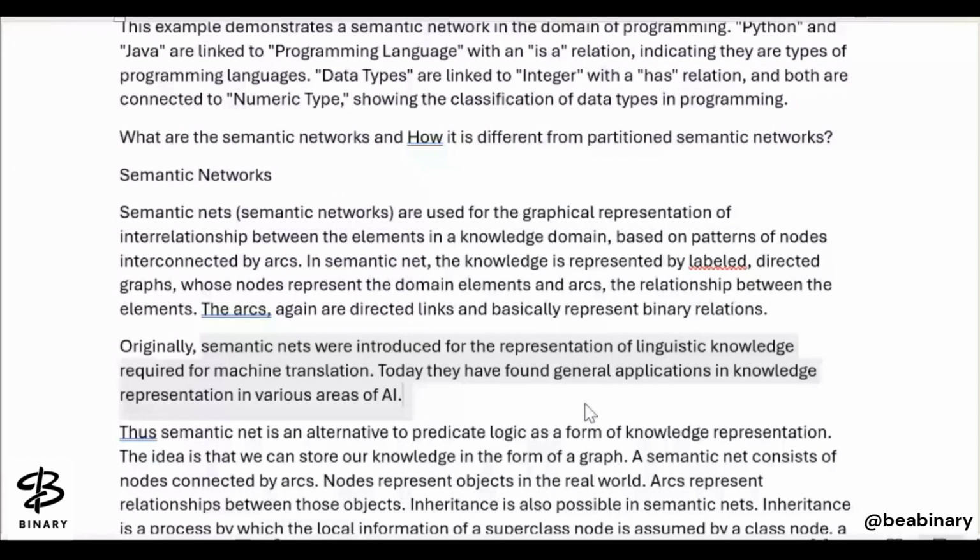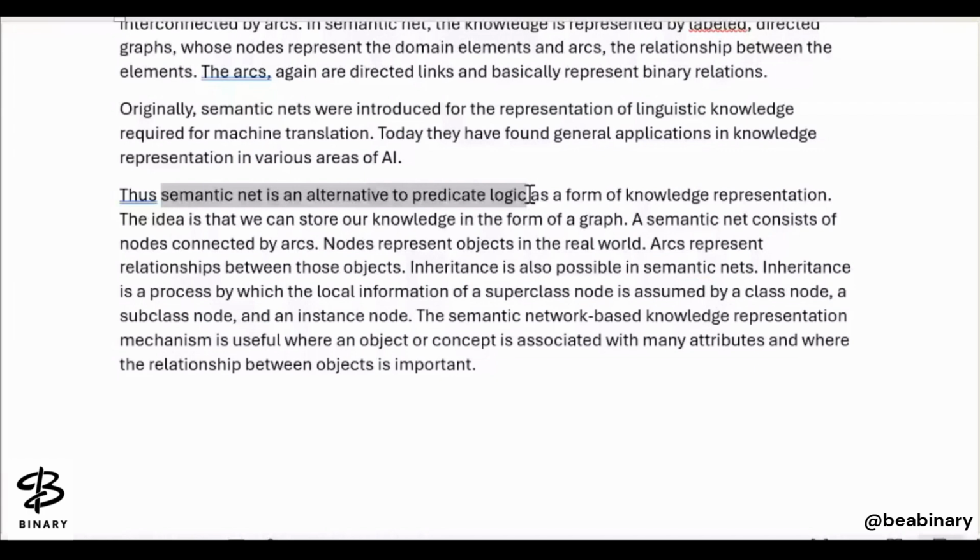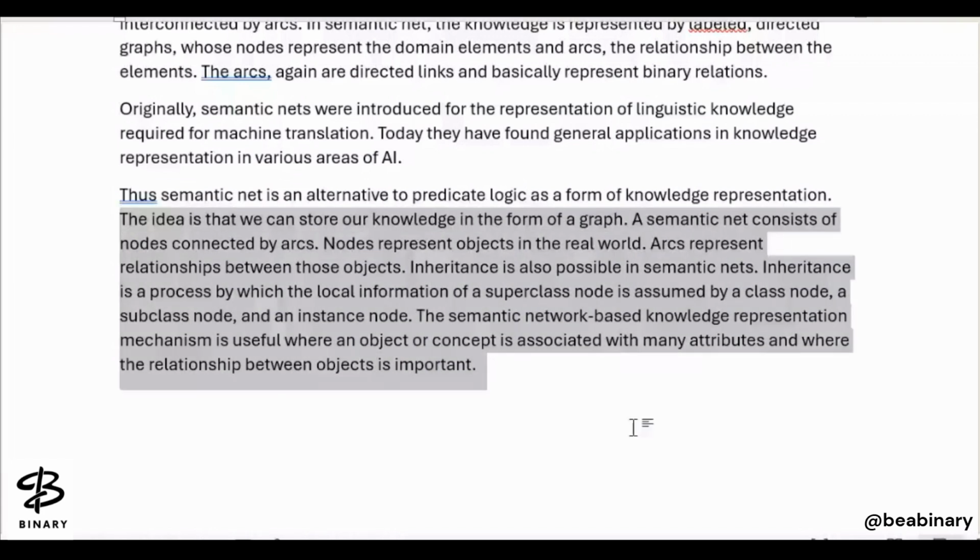But when we need to represent more than 2 relationships in a form of knowledge representation, we have discussed predicate logic in knowledge representation. And the idea is that we can store our knowledge in the form of a graph here. Now, we are talking about a graph, and then predicate knowledge, we have talked about statements. A semantic network consists of nodes connected by arcs.